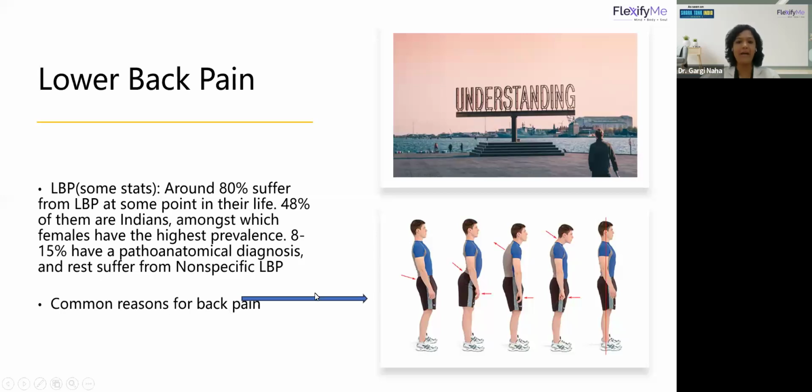So a common reason for back pain, as you can see in the very first posture, is a sway back posture, right? So when you sway back, your muscles are not working properly. So your back is getting loaded. That's how you get the pain. Increased lumbar lordosis is very common with females, where the back muscles start getting tight, the front muscles start getting weaker, again leading to back pain.